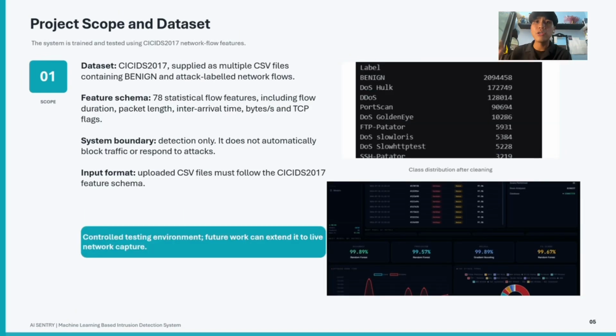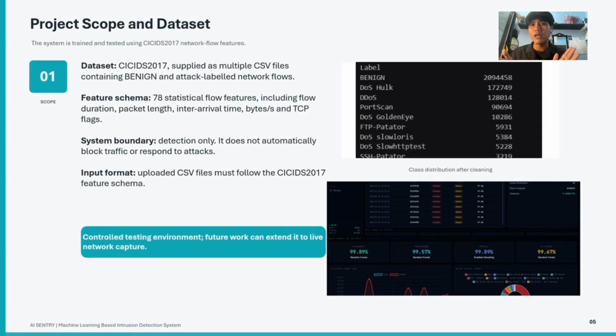The dataset used in this project is CICIDS 2017. The dataset contains labeled network flows representing benign traffic and several attack categories. Examples include DDoS, port scan, denial of service attack, web attacks, bot attack, and brute force attacks. Originally, the dataset contains 78 statistical network traffic features. These include flow duration, forward and backward packet length, packet inter-arrival time, flow bytes per second, packet rate, and TCP flag count.